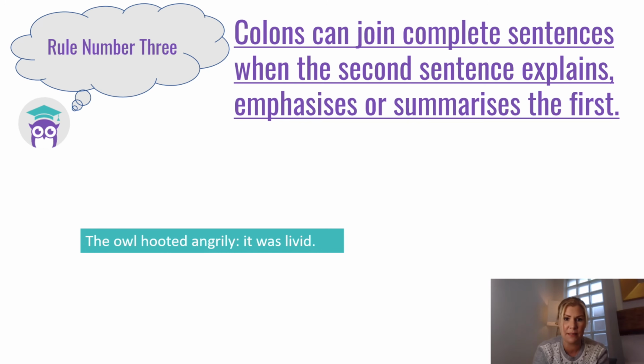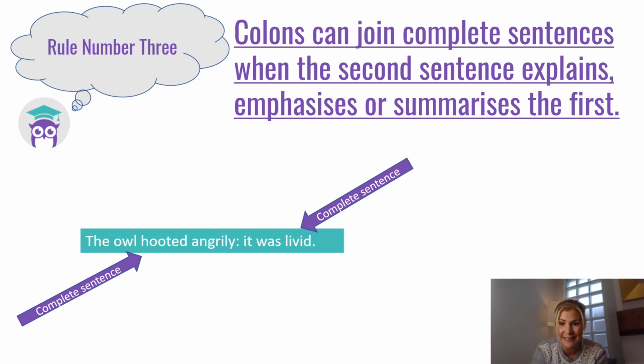So here's an example. The owl hooted angrily: it was livid. So note, both of those are complete sentences, but really all I've done is restate. I don't know why the owl was so angry. Not this guy, he's fine. But the owl hooted angrily. And then I've re-established that anger, I've emphasized it, I've amplified it, it was livid.